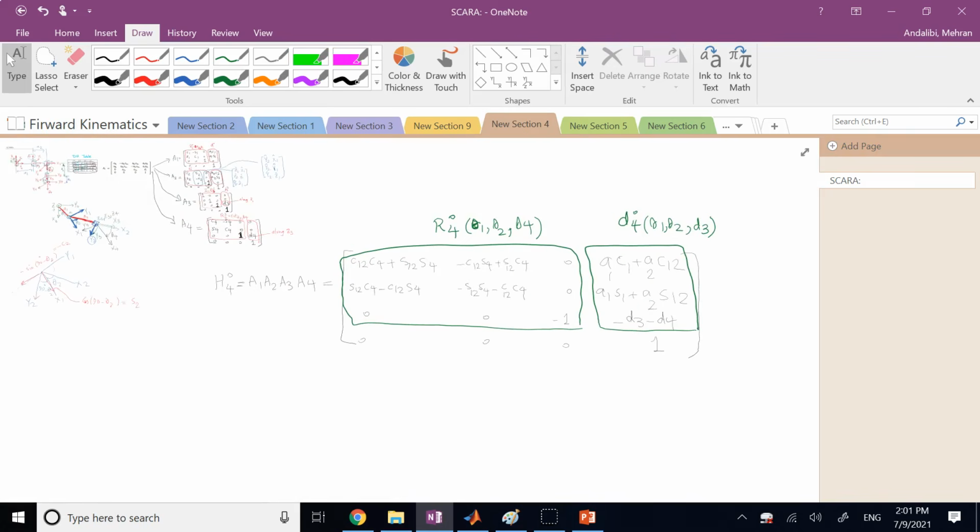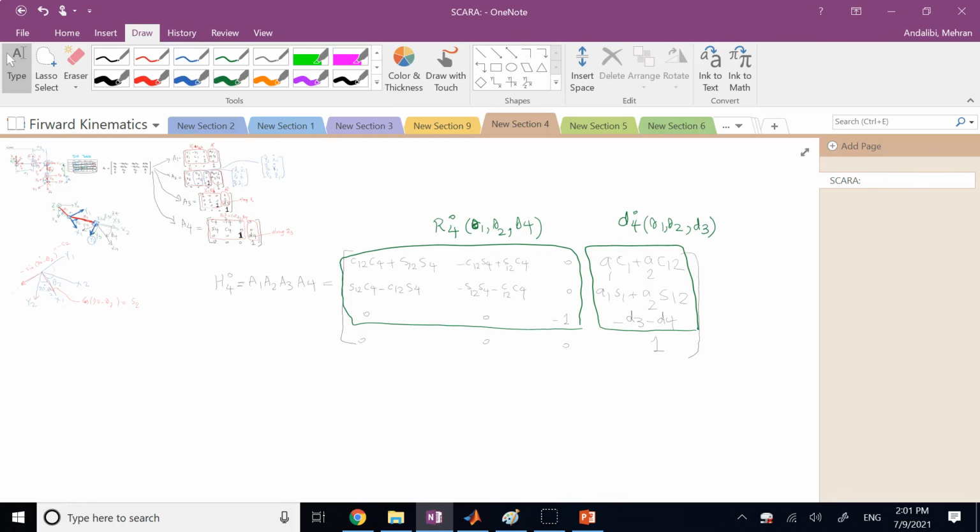So it doesn't mean that the rotation matrix and the position of the end effector with respect to base have to be functions of all of the joint variables. No. They are sometimes functions of some of them and not some others. Okay?